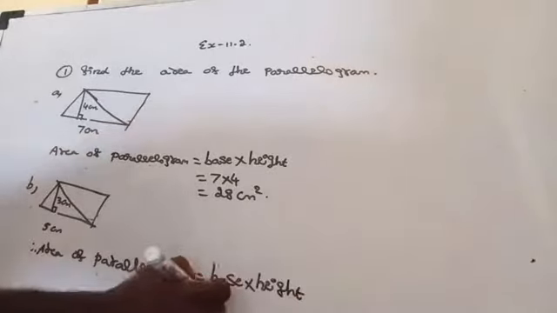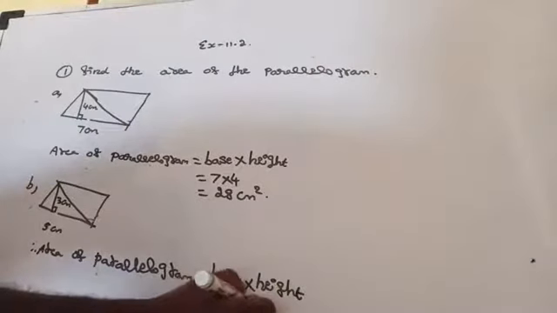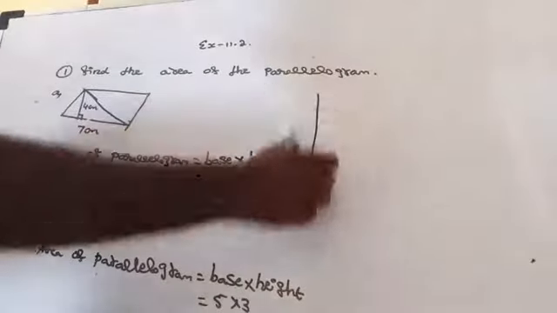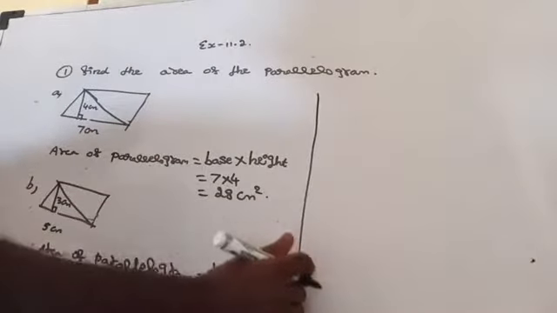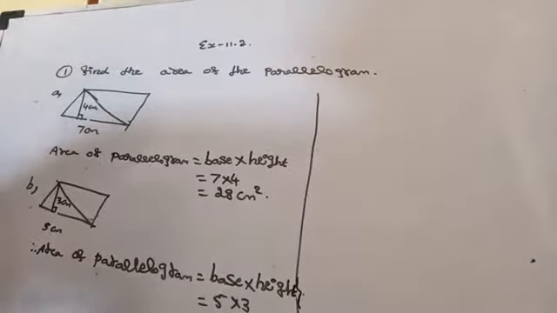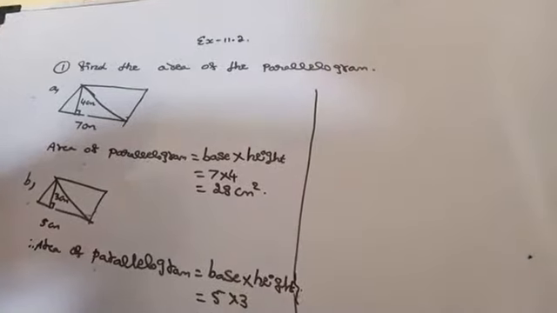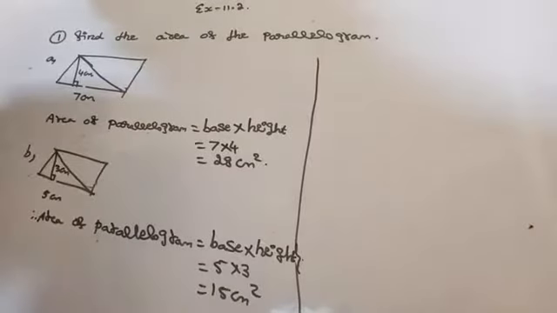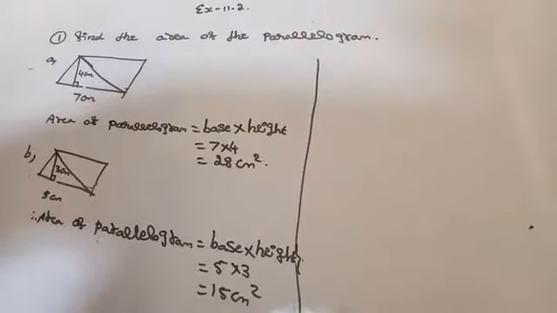So what is the base here? 5. 5 3s are 15 centimeter square. Am I right here? 5 3s are 15 centimeter square. That is the area of the parallelogram. Yeah. Look at the third part now.